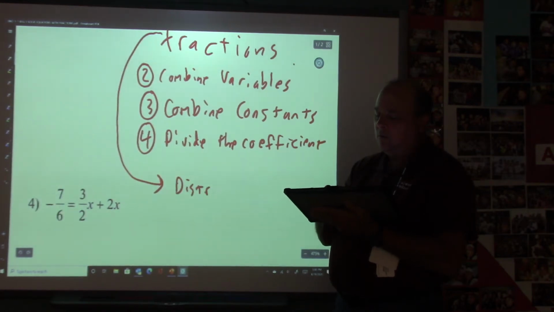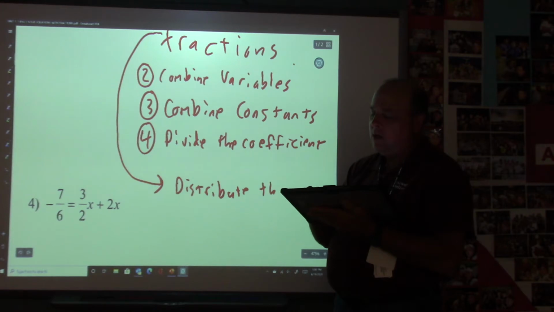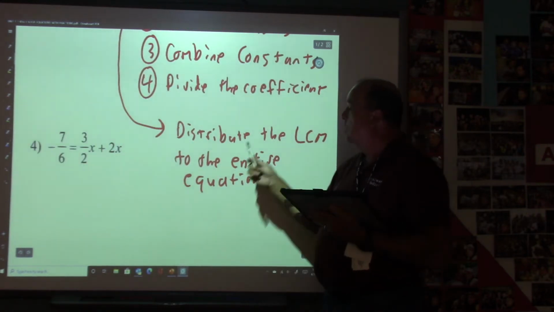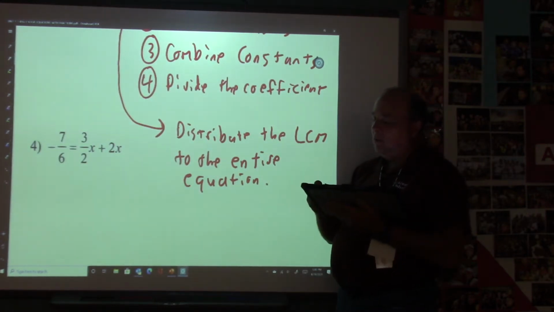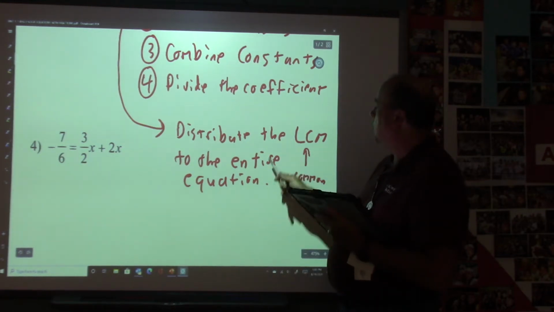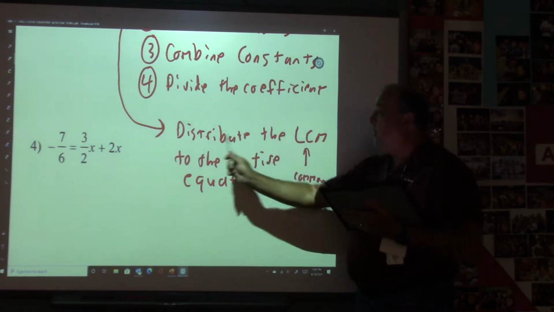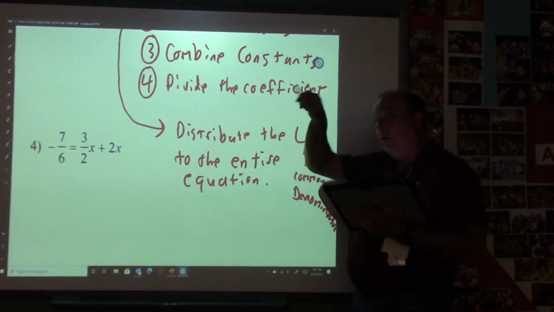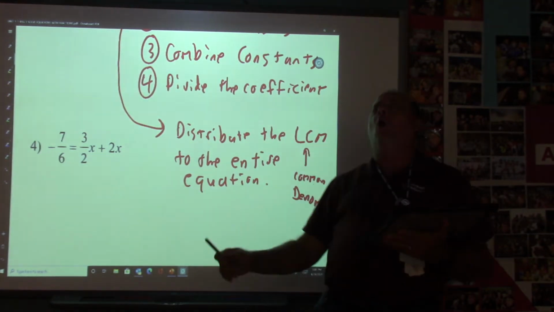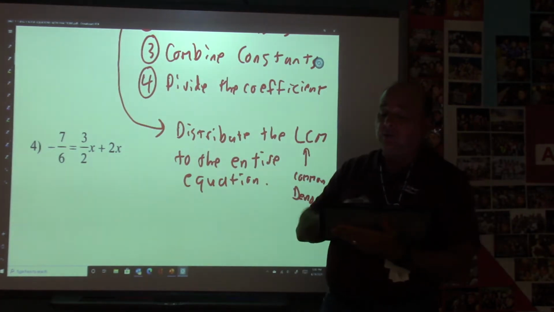Distribute the LCM to the entire equation. This will be a little bit different if there's a parentheses in there, but we're not going to have a parentheses today. In today's lesson, you're going to distribute the LCM, which is the common denominator. We're going to find the LCM of all the fractions, and we're going to distribute it using the bluebell chart. Remember, we distribute to the entire equation, and that will Control-Alt-Delete the fractions. Got to get rid of all those fractions.